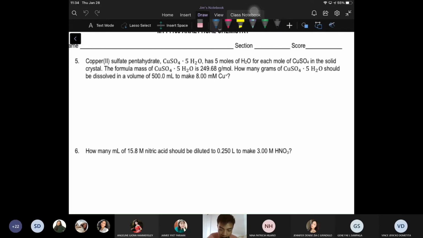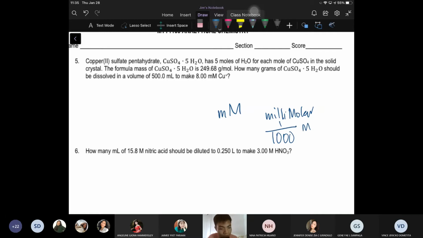However, tignan nyo yung unit, no? Small letter M, capital M. So, ibig sabihin nun, millimolar. Okay? Pag may nakita kayong ganito, mM, yan ay millimolar. So, ibig sabihin yan, 1 over 1,000 ng molar.